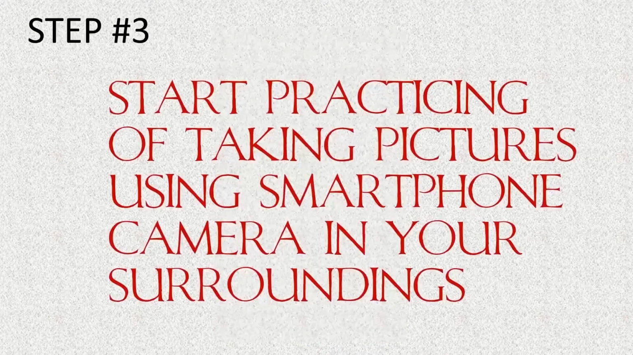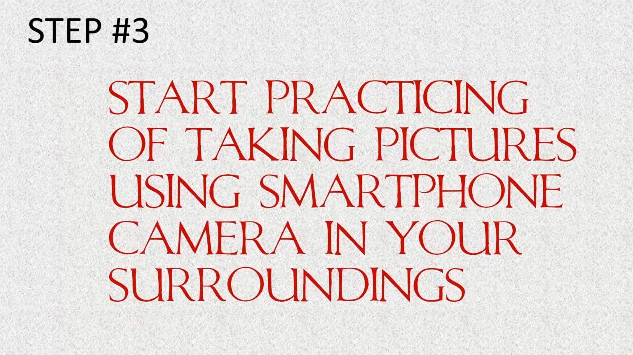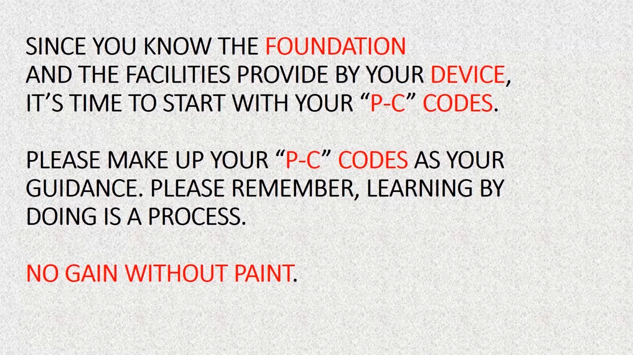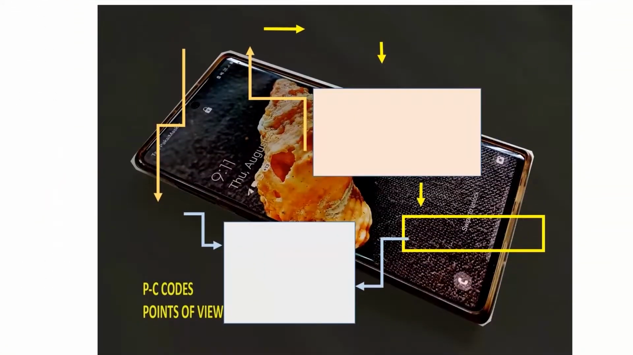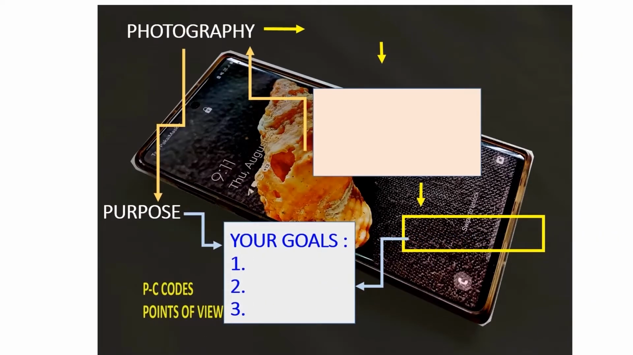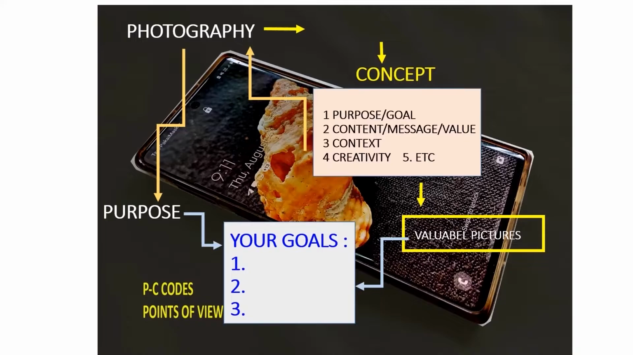Step 3. Start practicing taking pictures using smartphone camera in your surroundings. Where to start from? Since you know the foundation and the facilities provided by your device, it's time to start with your PC code. Please make up your PC codes as your guidance. Please remember, learning by doing is a process. No gain without pain. Please make up your goals to inspire you to do this practicing.